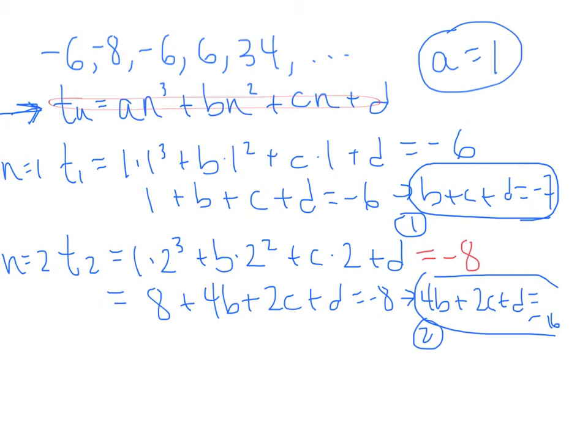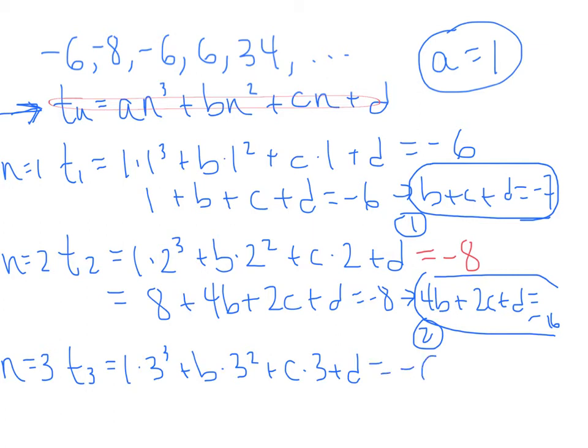Okay, we have to do this one more time. So now we're going to talk with n equals 3. So that's the third term. And so now for all of the n's, I'm going to replace them with a 3, and I'm still using that a as 1. So it's now 1 times 3 cubed plus b times 3 squared plus c times 3 plus d. And since it's my third term, I can go up to my general sequence up here, and I know that the third term also equals negative 6, and so I can set it equal to negative 6.